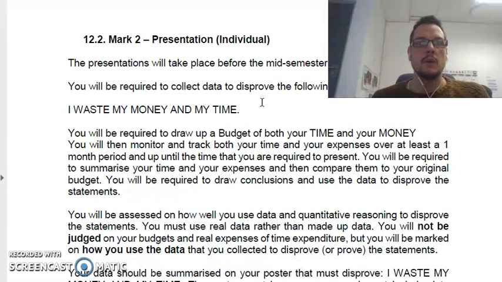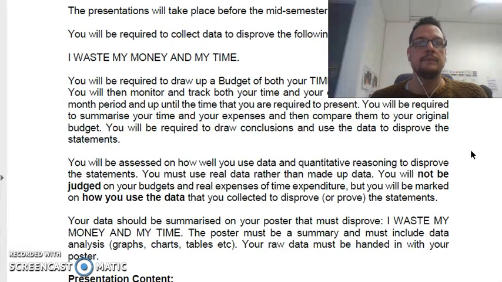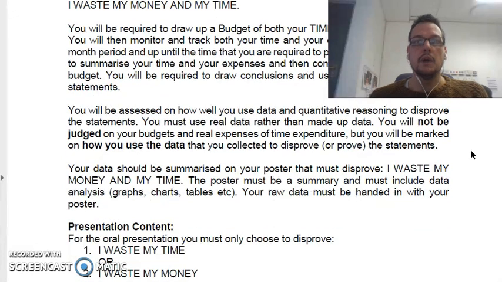So you are required to track that over a 2-month period. And then you're required to summarize your data and then compare them to your original, your planned. You're required to draw conclusions and to use that data to disprove or to prove the statements. You'll be assessed on how well you use the data and the quantitative reasoning to disprove your statements. You must use real data rather than made-up data.